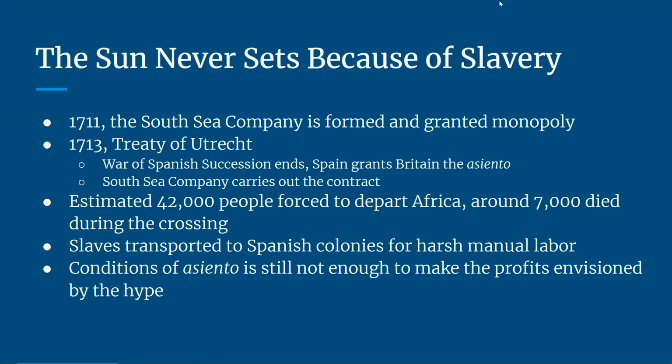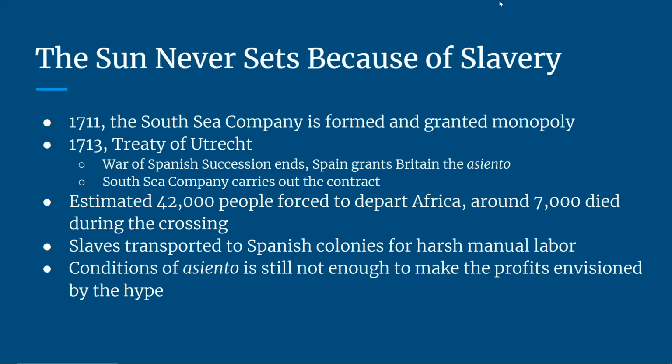In 1711, after a long public propaganda campaign and an act of parliament, the South Sea Company was founded and granted the monopoly. Nothing really happens for 2 years until the Treaty of Utrecht ends the War of Spanish Succession, bringing a temporary peace between England and Spain. The terms of the treaty made Spain grant Britain the Asiento, a license to participate in the slave trade with any of the New World Spanish colonies.